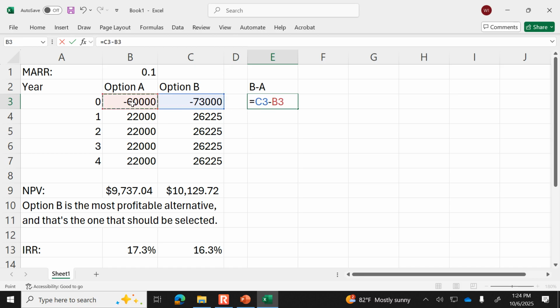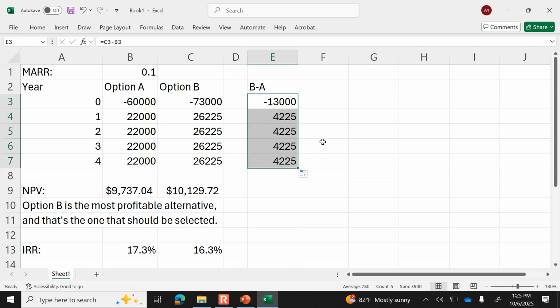So that's option B minus option A. If I pay an extra 13,000, let's say, you know, option A is the cheapest option. It's acceptable. So I'm going to get option A. Well, what if I did an upgrade? So this is like, consider the upgrade. The upgrade's an extra 13,000 one time. And what do you get for that upgrade? You get an extra 4,225 every year for 4 years. So is it worth it? Should you do the upgrade?